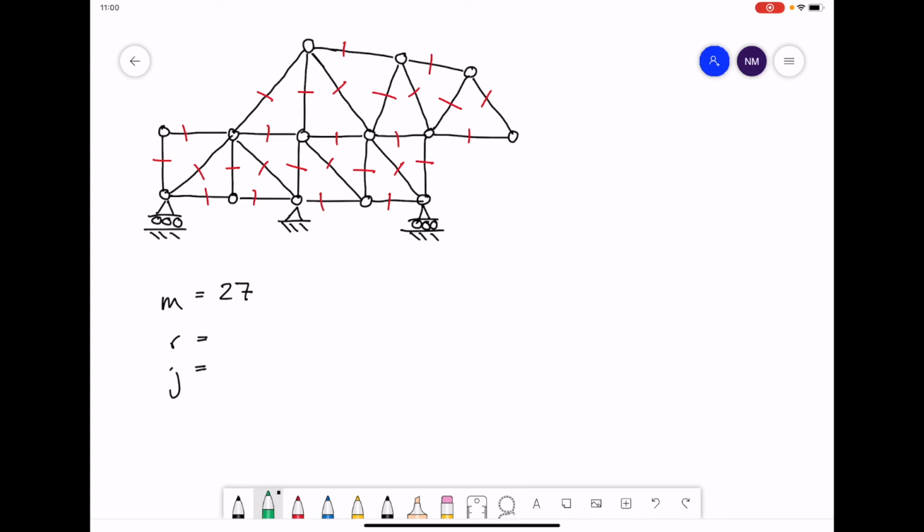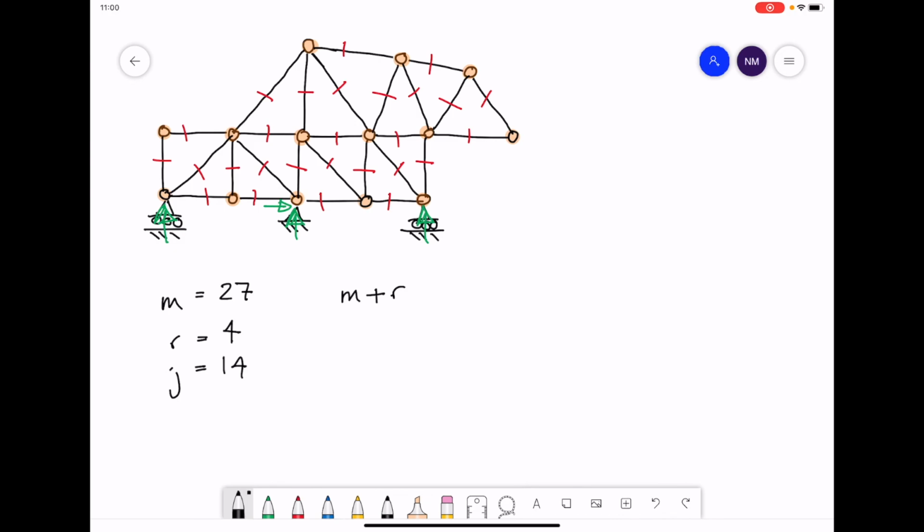Number of reaction forces: fixed support gets replaced by 2, a roller support gets replaced by 1. 1, 2, 3, 4. 4 reaction forces. Number of joints: 1, 2, 3, 4, 5, 6, 7, 8, 9, 10, 11, 12, 13, 14.